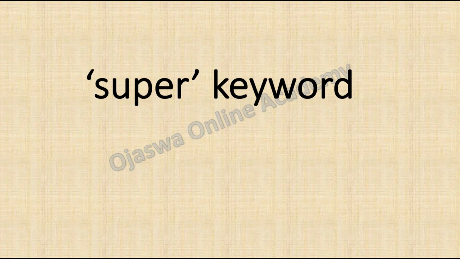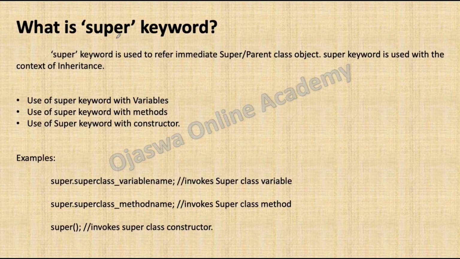In this video, we are going to learn the super keyword. What is the super keyword? Super keyword is used to refer to the immediate superclass object. If you want to refer to the current class object, you have the this keyword. If you want to refer to the superclass object, you have the super keyword. Super keyword is used in the context of inheritance only. You can use the super keyword with variables, methods, and constructors.